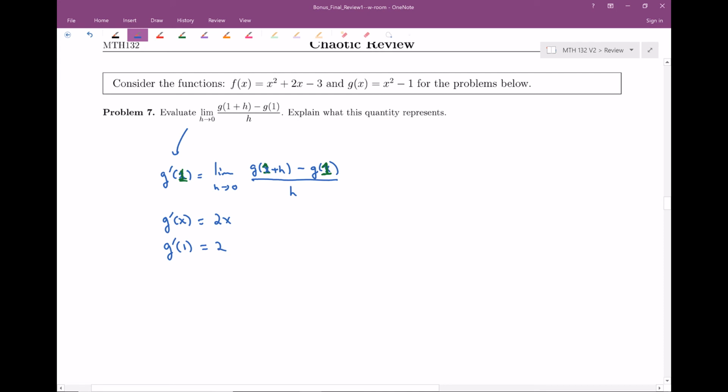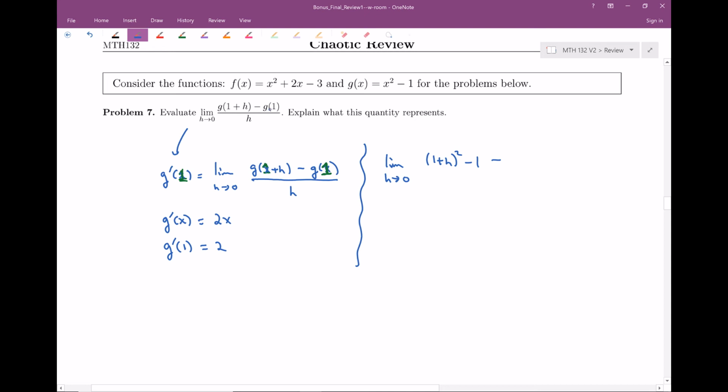However, one of the priority 1 topics for this course is being able to evaluate limits for the definition of the derivative. And now that we see that this is the definition of the derivative, we should also practice evaluating this limit. So let's go ahead and do that as well. I'm going to do the limit as h goes to 0. And now I need g of 1 plus h. So everywhere I see an x here, I'm going to plug in a 1 plus h. So 1 plus h, quantity squared, minus 1. So that's my g of 1 plus h, minus g of 1.